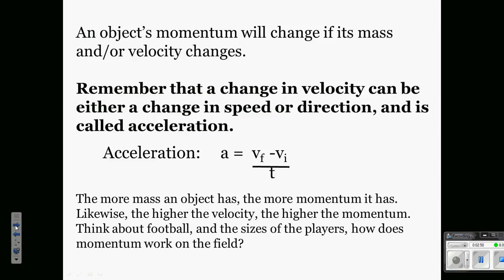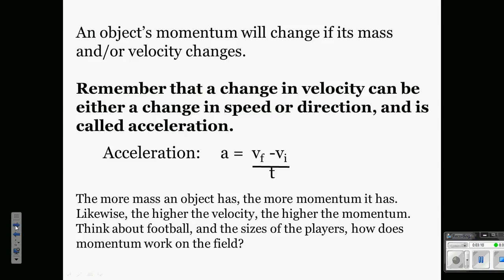So, the more mass that an object has, the more momentum it has. If it has a higher velocity, the higher the momentum, because there is a direct relationship between the momentum and the mass, and a direct relationship, or directly proportional relationship, between the momentum and the velocity.